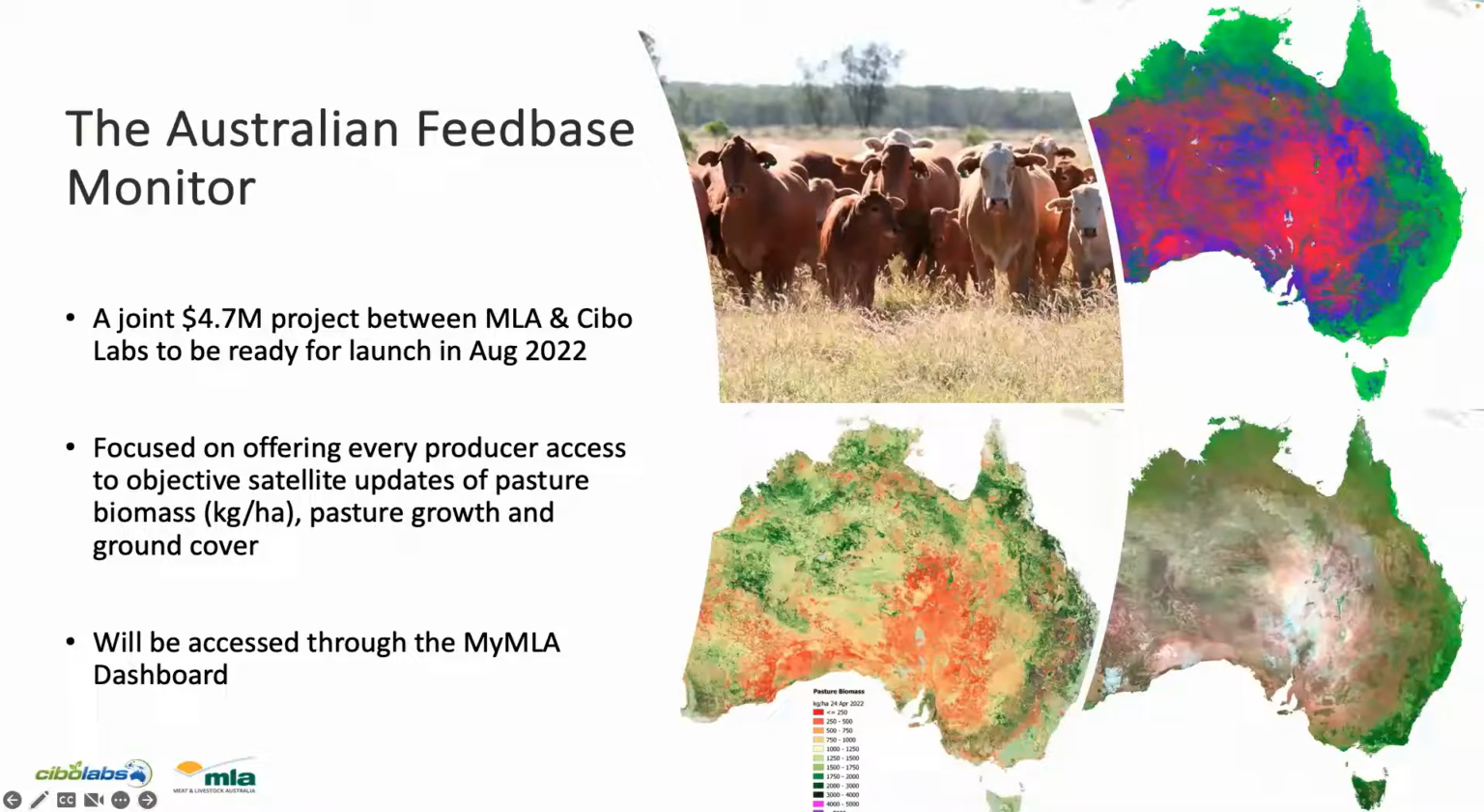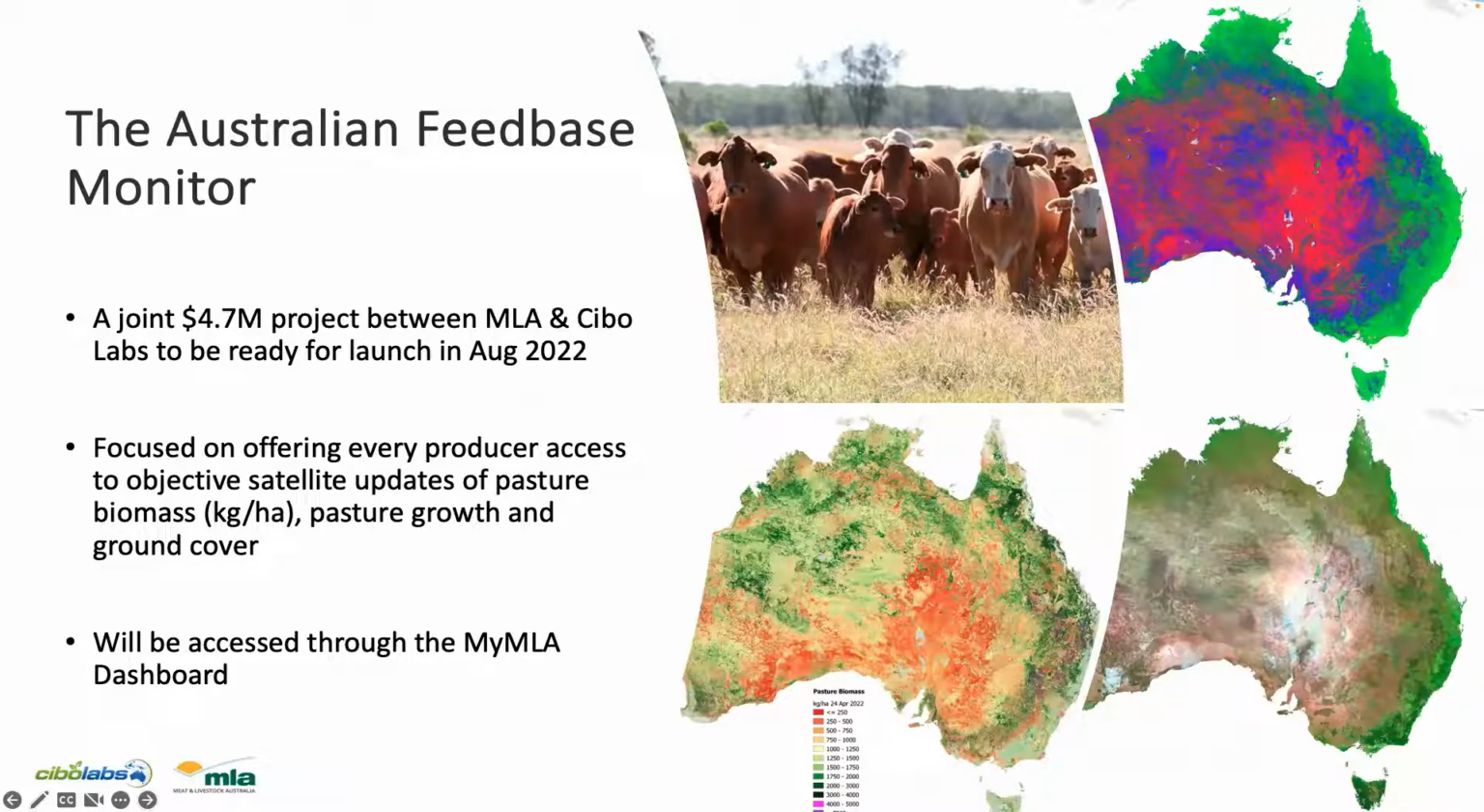What we're focused on providing to every red meat producer, or every person who has an LPA account, will be the opportunity to have an objective satellite update for their pasture mass across the whole of their property, based on a 30-day rolling average, which we update every 5 days. And the way that your producers will be able to access this data will be through the MyMLA dashboard, so that producers who have their accounts already set up will soon be able to start accessing that data.